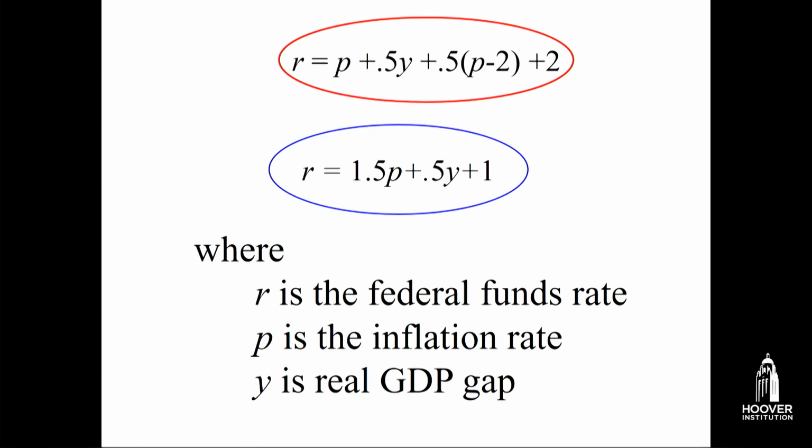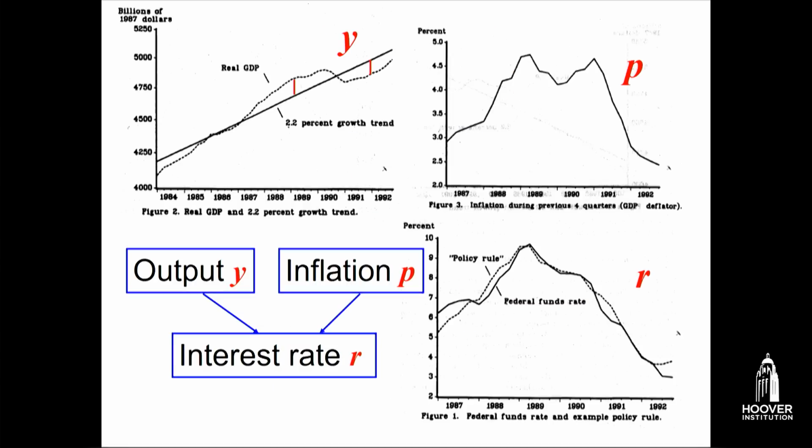So that rule is now called the Taylor rule. It obviously can be written in a different form, in the blue circle, just by rearranging terms. But it says that the interest rate should rise by 1.5 times the inflation rate, plus 0.5 times the GDP gap, plus 1. That's the rule that the Fed has talked about very much more recently, but has in the past as well. This is what things looked like when it was originally proposed.